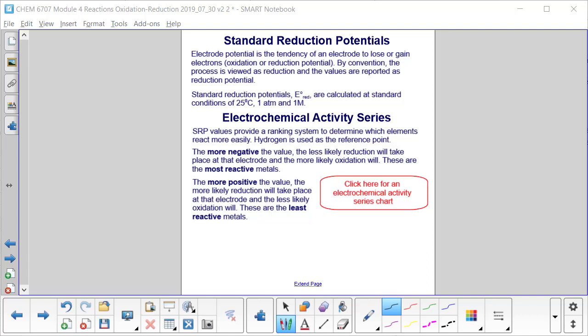The more negative the value, the less likely reduction will take place at that electrode, and the more likely oxidation will. These are the most reactive metals. The more positive the value, the more likely reduction will take place at that electrode, and the less likely oxidation will take place. These are the least reactive metals.